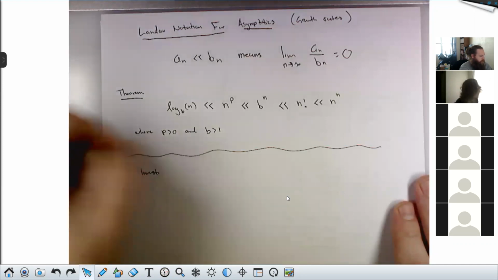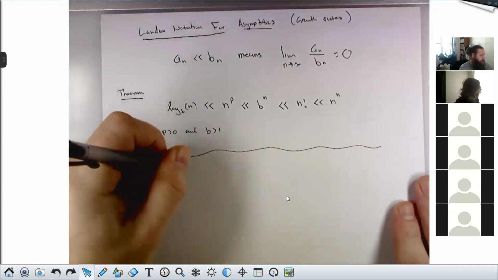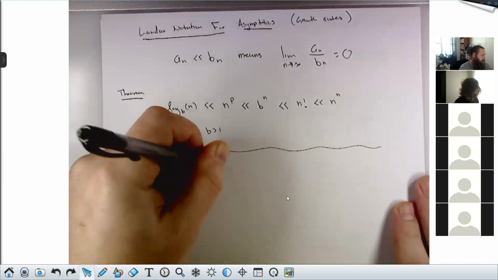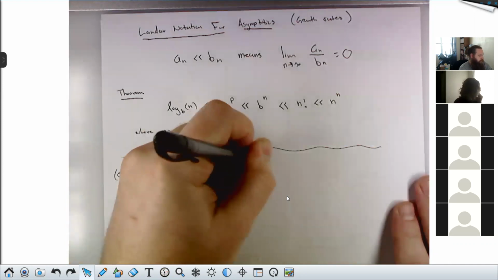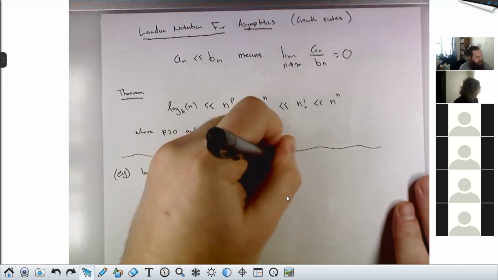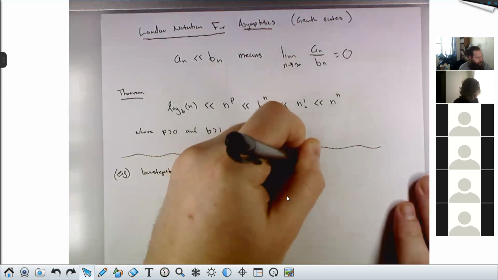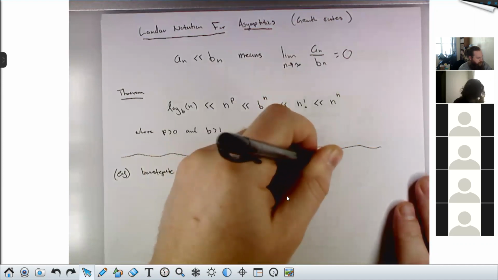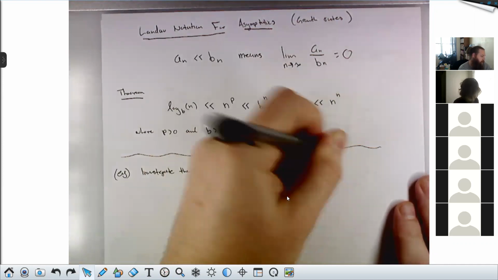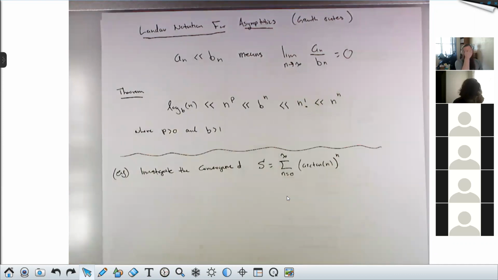Example, investigate convergence. S equals sigma n from 0 to infinity, arctan of n, all raised to the nth power like this. This one is a very straightforward root test problem. You could also apply TFOD here, but again, the TFOD limit is not super duper obvious. So let's try the root test.